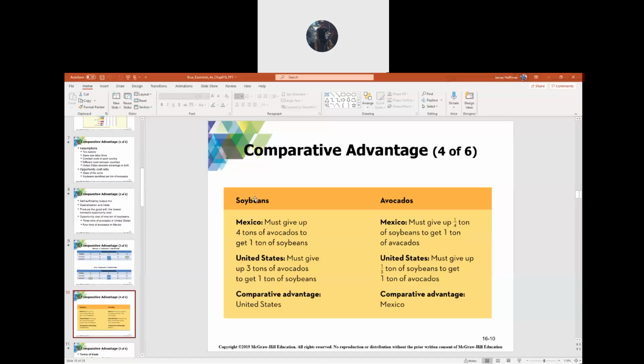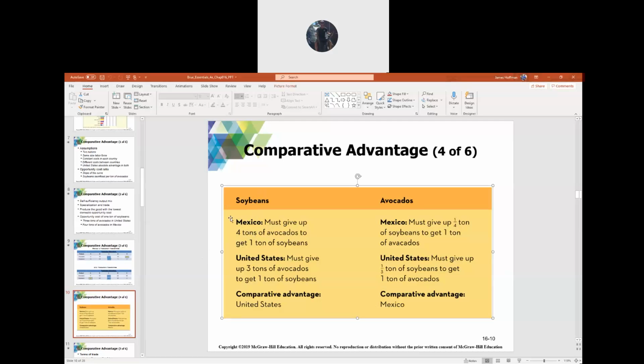This slide illustrates the comparative advantage. And so the comparative advantage, all right, this is a new concept, but the comparative advantage goes to the country which has the lowest domestic opportunity cost, which means that they give up the least. I'm sorry. So look at soybeans.